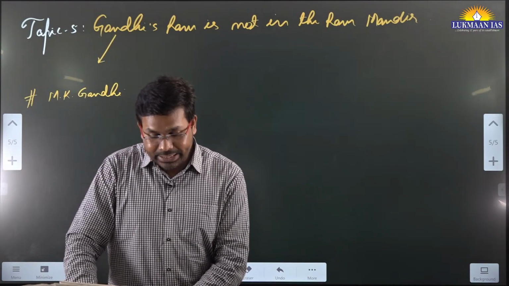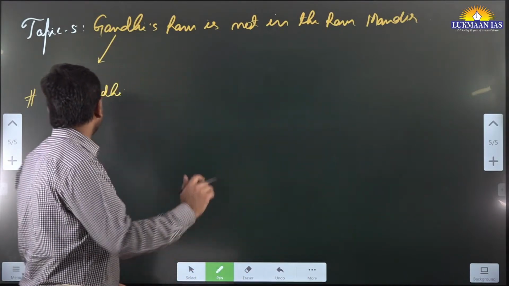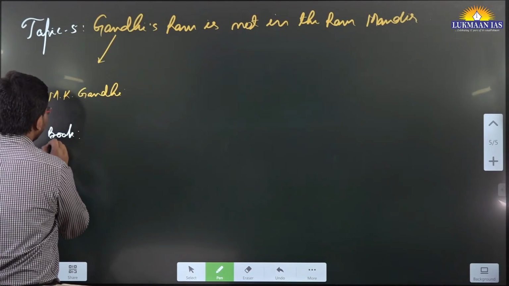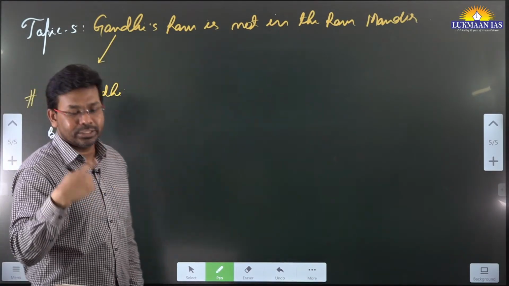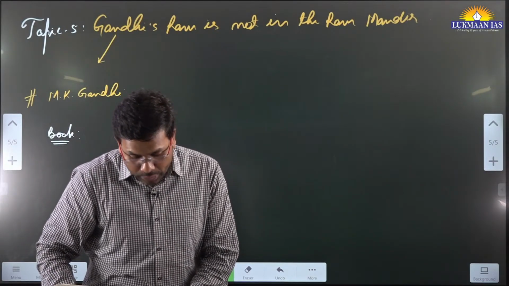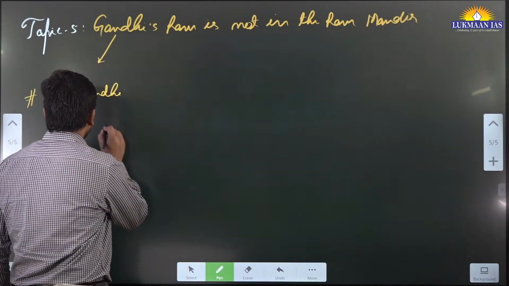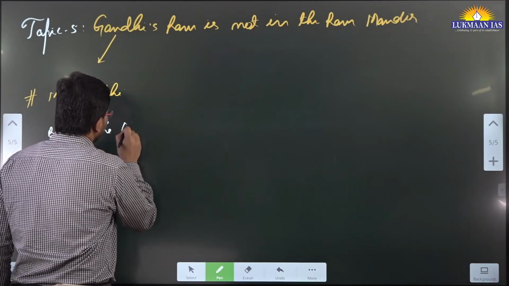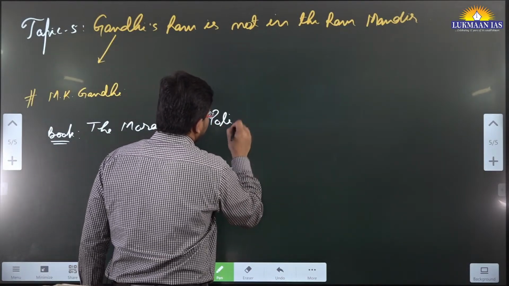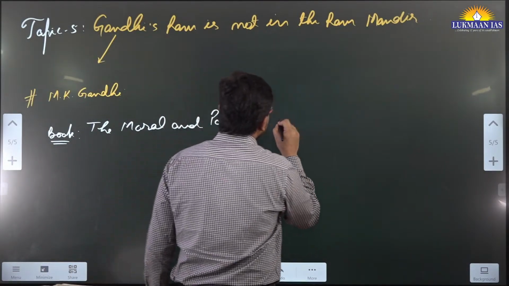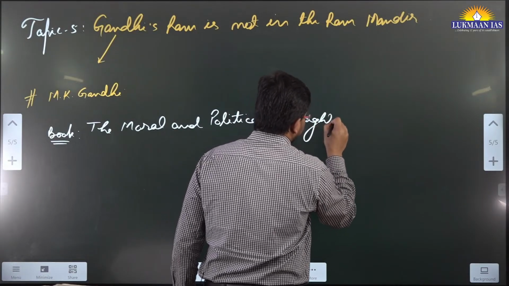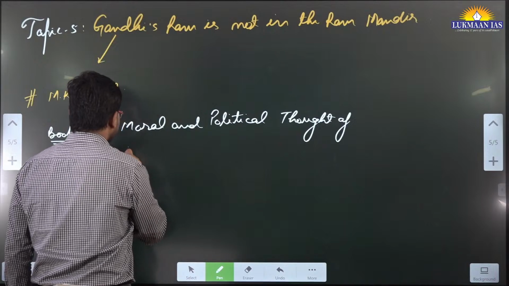For this, the author is citing a book, and this book has not been written by Mahatma Gandhi. This book has been written by a Gandhian historian. What is the name of the book? It is The Moral and Political Thought of Mahatma Gandhi. The name of the book is The Moral and Political Thought of Mahatma Gandhi.